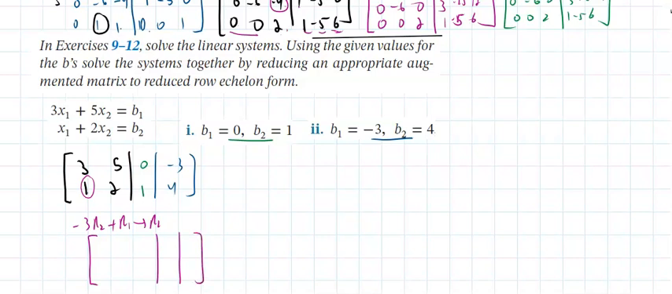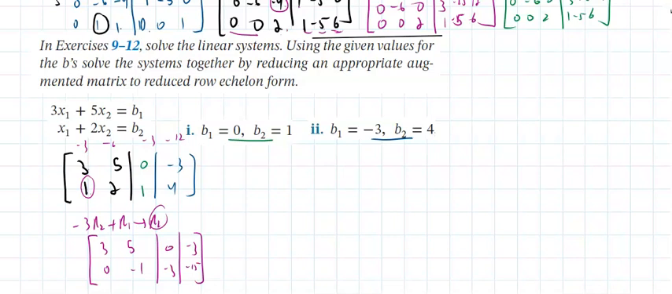If I multiply row 2 by negative 3, negative 6, negative 3, and negative 12. And if I add it to row 1 but put the result in row 2, that will be 0, negative 1, negative 3, and negative 15.